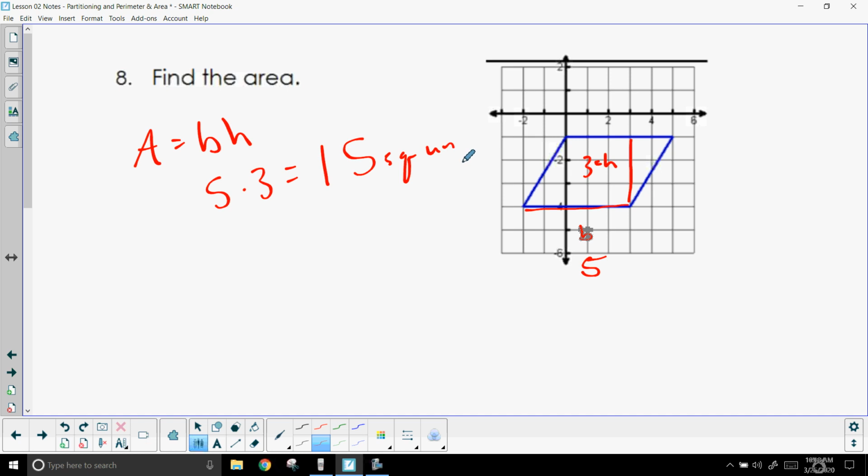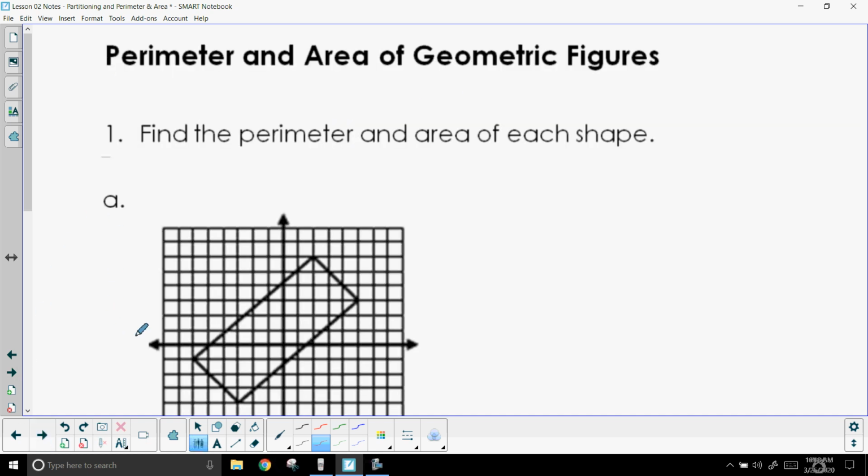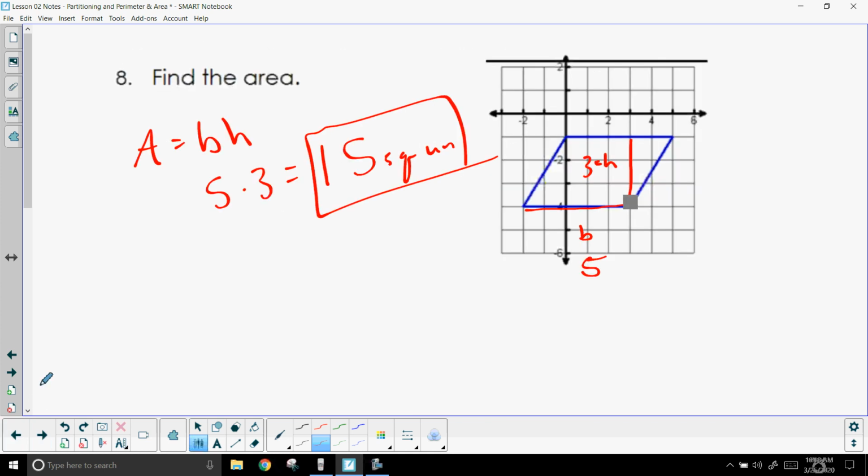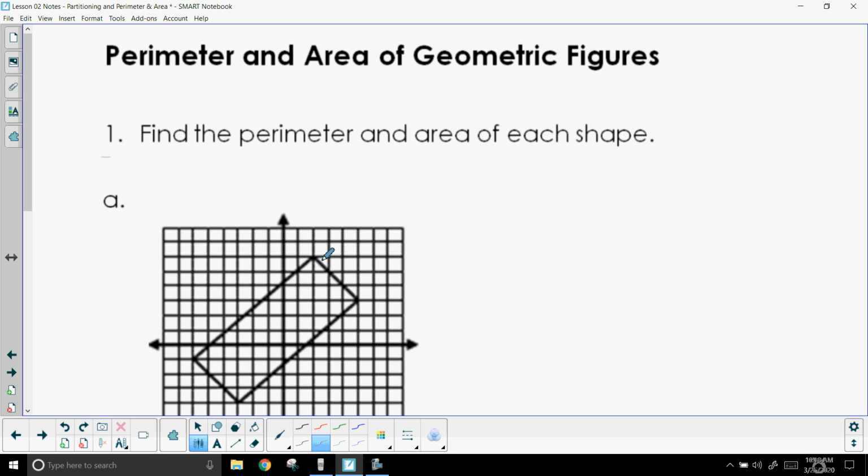Alright, that's all we're going to do. But again, if you've got the coordinate plane, just count to get your answers, okay? In fact, I'll do this one with you because it's asking perimeter and area. Then we'll call it quits because this video is being longer than I wanted it to be.